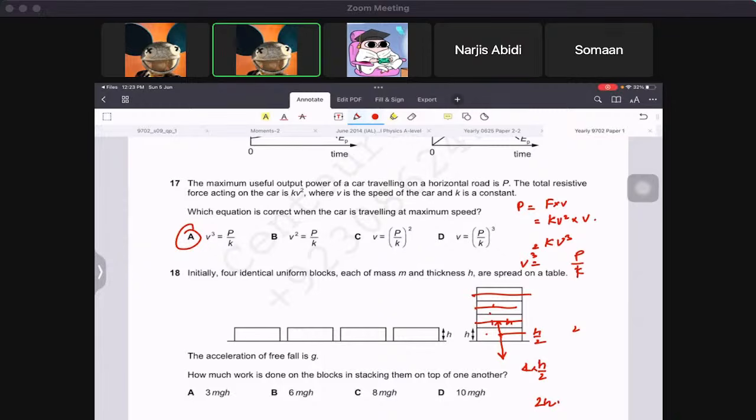This can't be done like this. Let me think about it. So the first was right here, that doesn't matter. The second was kept here. So you would want to do mgh because the height from here to here will be h.